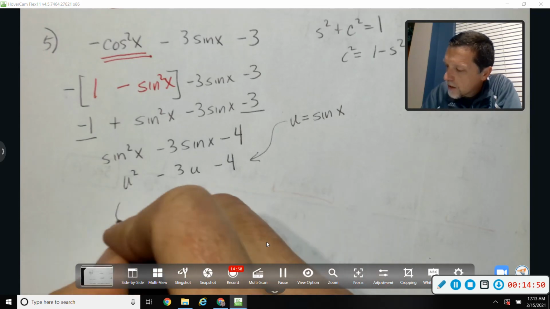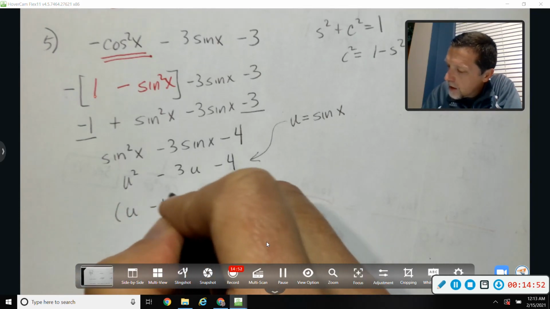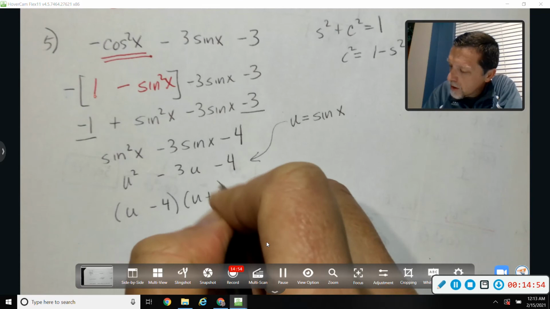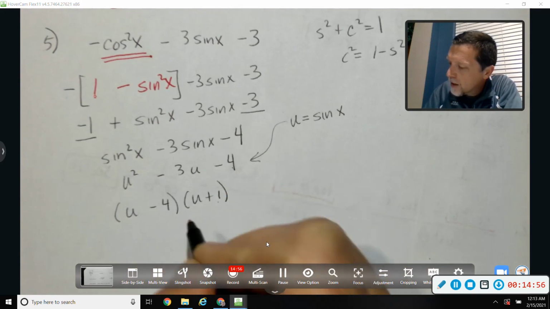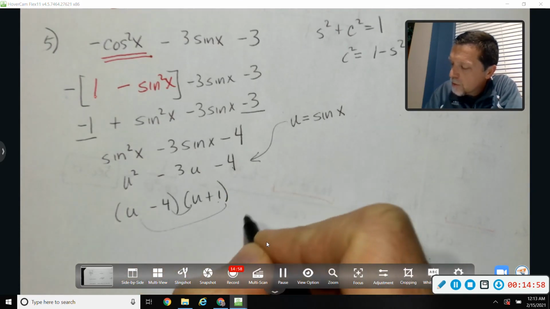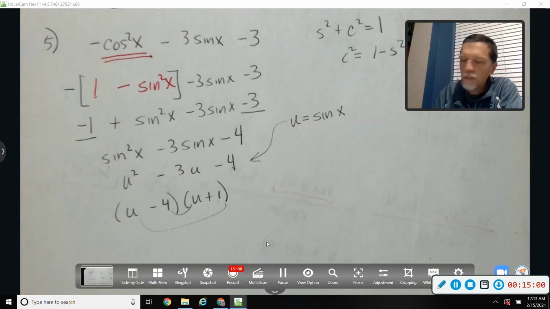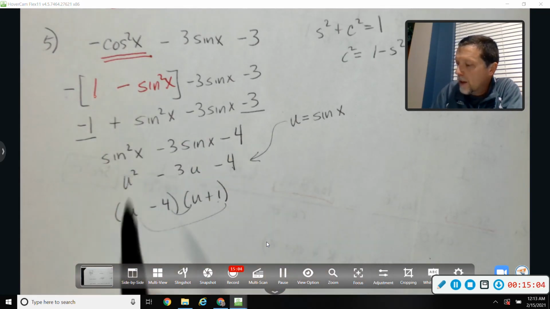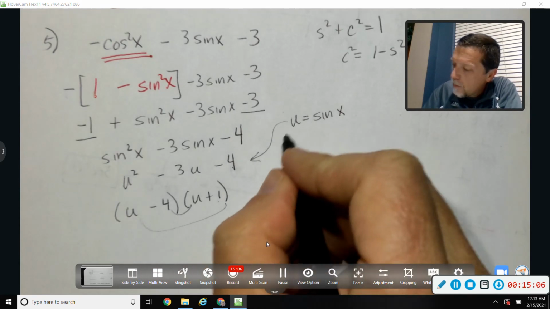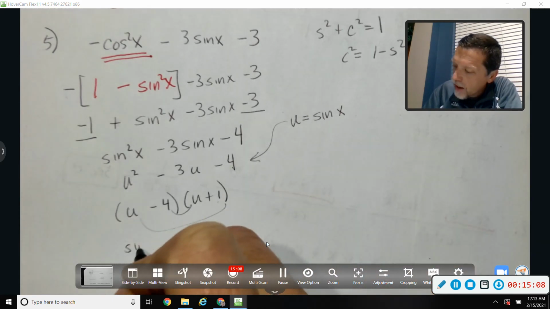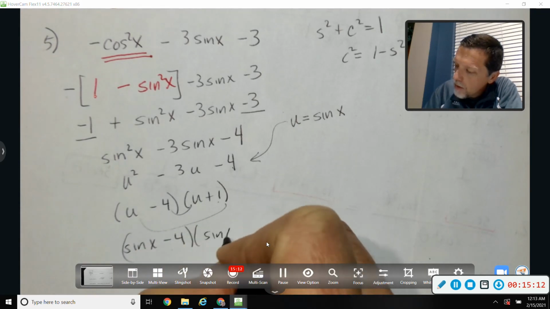So let's see. I think this is an easy one. U minus 4 and U plus 1. If I multiplied, that'd give me negative 4. If I smiley faced, I'd get negative 3. So I'm good on that. I'm not done yet because this wasn't a U problem, this was an X problem. So back in for U goes sine of X. So sine of X minus 4, sine of X plus 1.